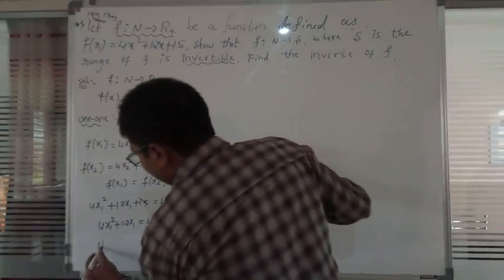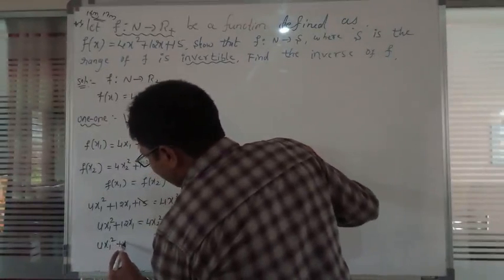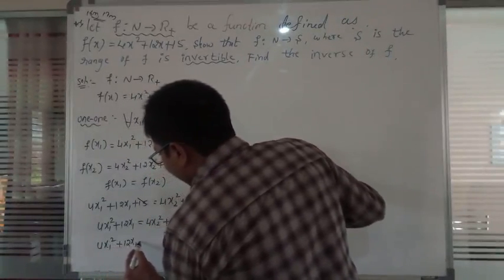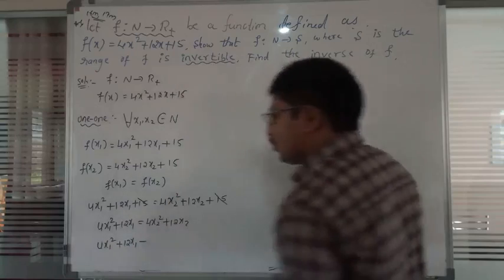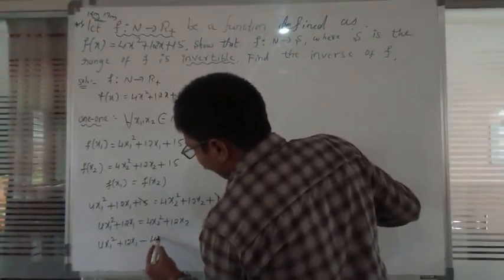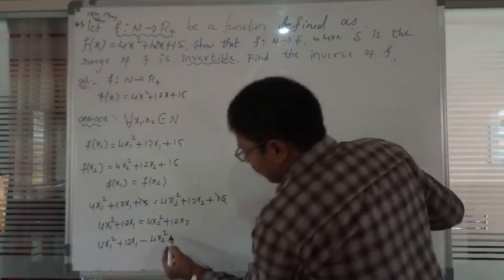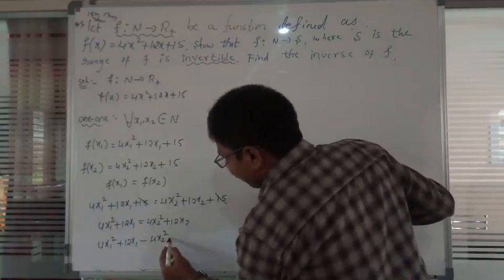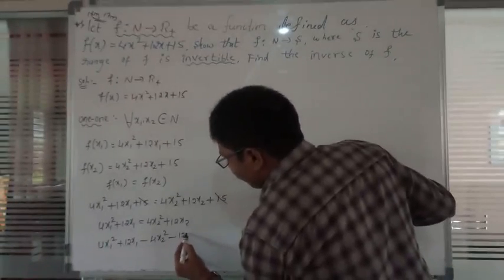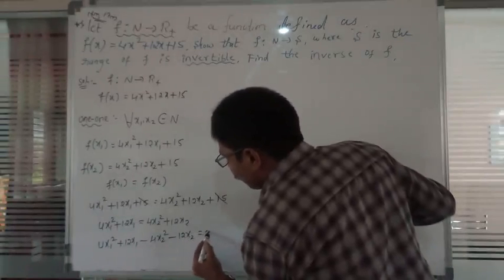So 4x1 square plus 12x1 minus, this one is plus, if you shift it into the LHS side, what happened? It is converted into negative: 4 of x2 square. And the plus is shifted, so plus is converted into negative, 12 of x2 is equal to 0.